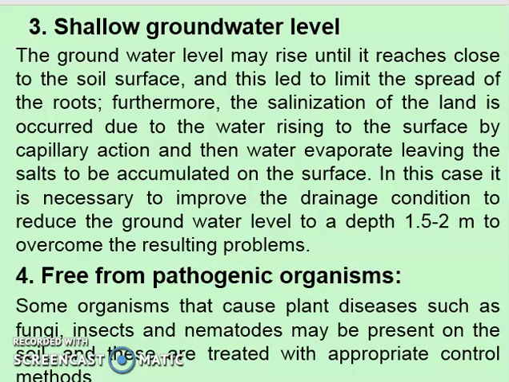The soil should be free from pathogenic organisms. Some organisms cause plant diseases, such as fungi, insects, and nematodes. You can control them by pesticides or any other method of controlling pests.